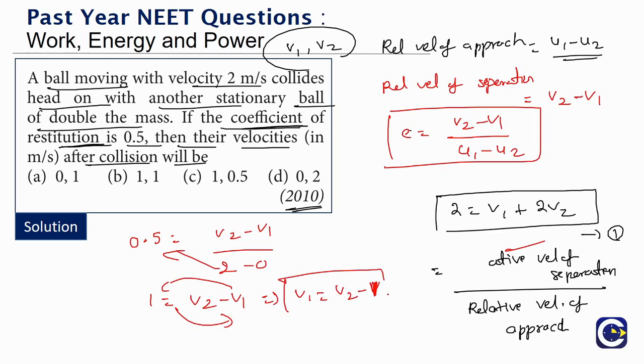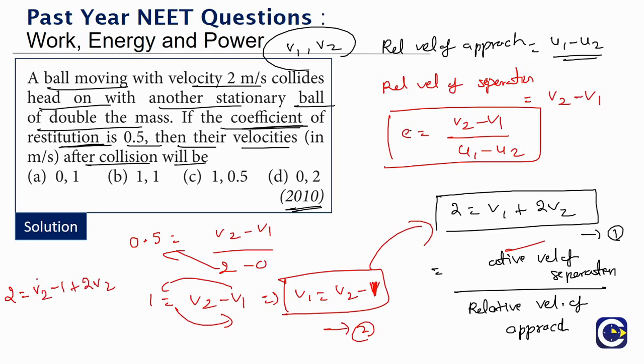V1 will be equal to V2 minus 1. Let us keep it as equation 2. Now what we'll do is straight away take this value of V1 and substitute it in equation 1. What do we have? 2 is equal to, in place of V1 we'll put V2 minus 1 plus 2V2.